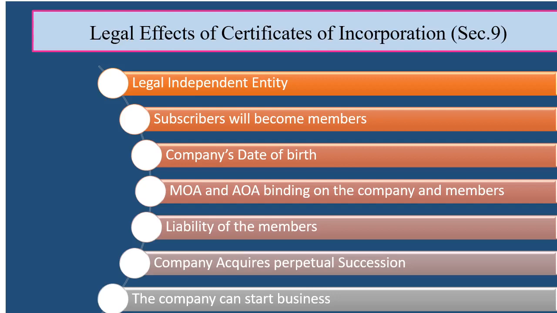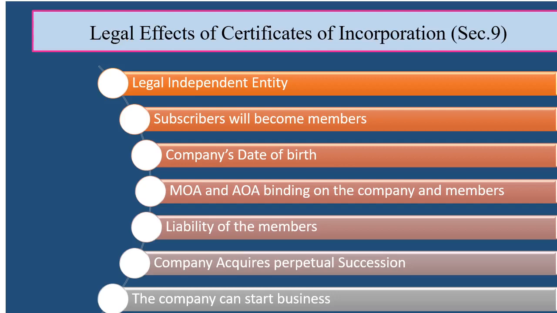Personally held liable, or an unlimited liability. The company acquires perpetual succession. We have started the company with the assumption that it will survive for an indefinite period of time, so our company will exist. That is our assumption under perpetual succession. And the last one, the company can start business. After getting the certificate of incorporation, they can start actual business.